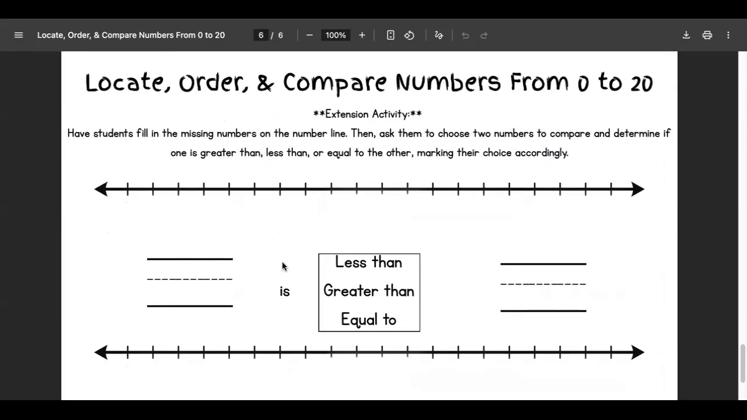The last page, you are expected to locate, order, and compare numbers from 0 to 20. So in this one, you need to be able to select two numbers, and you need to be able to compare them, determine are they less than, greater than, or equal to, and then be able to put it in the number line and explain why you decided to pick those numbers and explain why you determined if it was less than, greater than, or equal to. Pause the video.